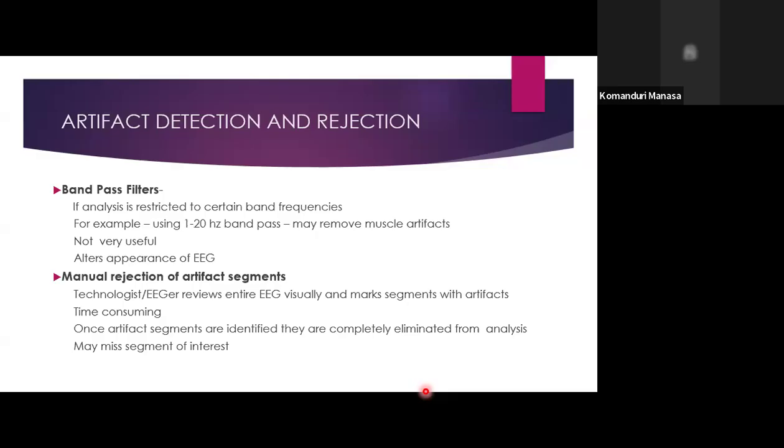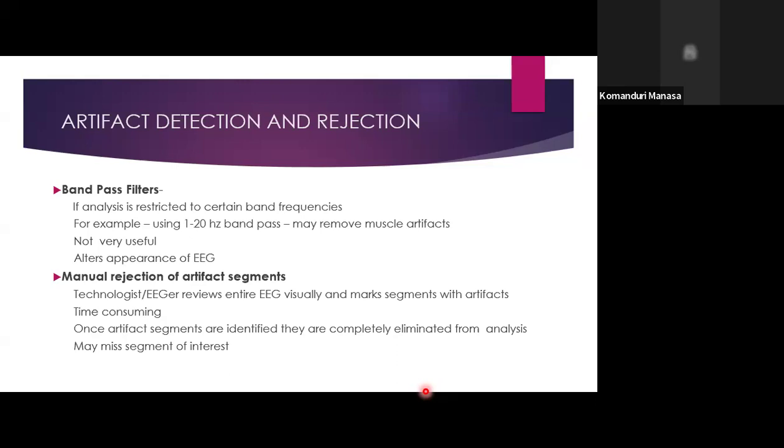Then subsequently, you should ensure that the impedance is adequate. The impedance should be less than 5 kilo ohms acceptable. Maximum is up to 10 kilo ohms. Generally, it should be less than 5 kilo ohms. Very low impedance also is not good and should not be less than 1 kilo ohm, because then you are likely to get perspiration artifacts.